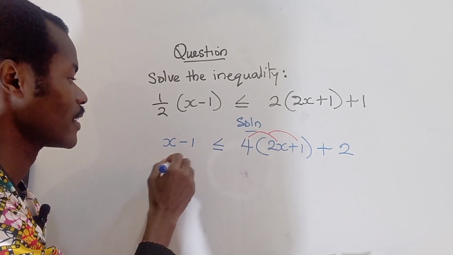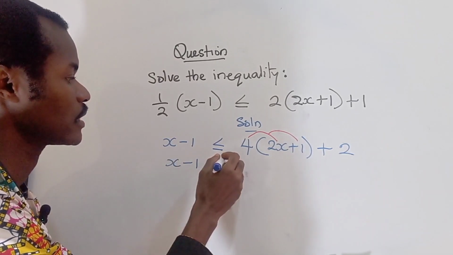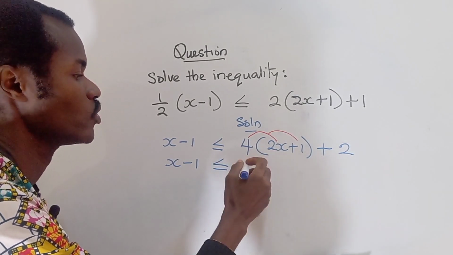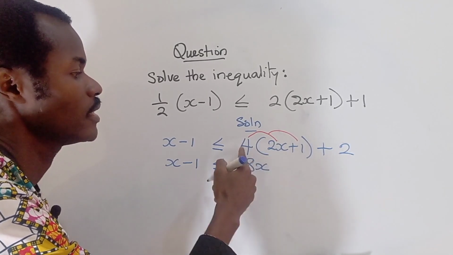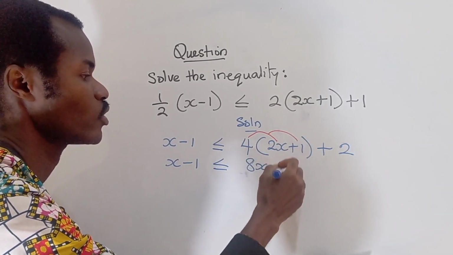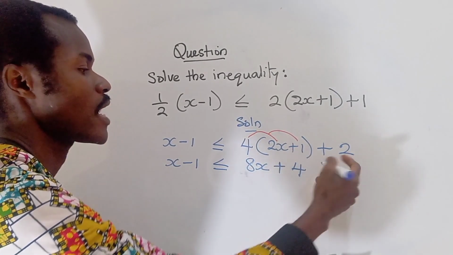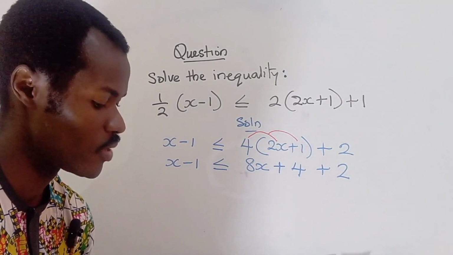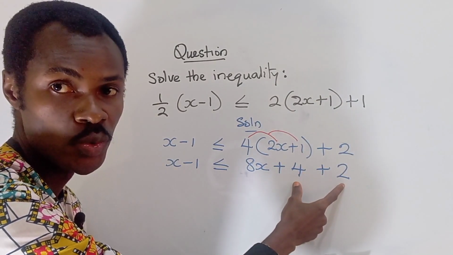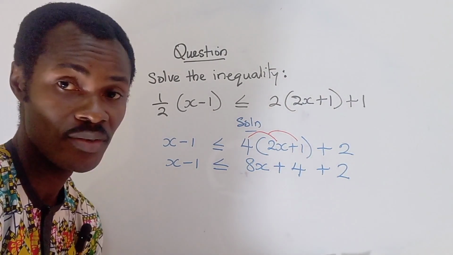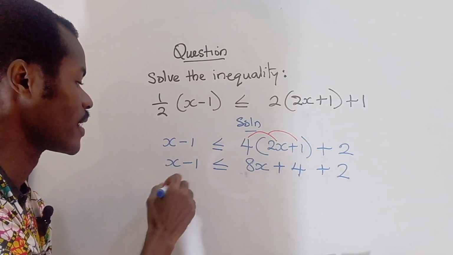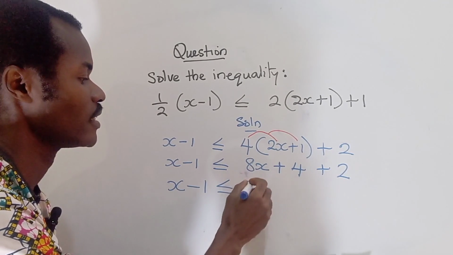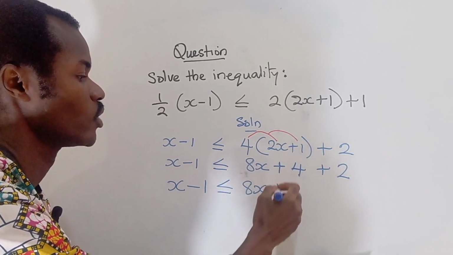So we have this as x minus 1 is less than or equal to. Now 4 times 2x, 4 times 2 is 8, so we have 8x. Now 4 times plus 1 is going to give us plus 4. And remember, we have plus 2 here. Now we can add this 2, because 4 plus 2 is going to give us 6. So I have my x minus 1, which is less than or equal to 8x plus 6.